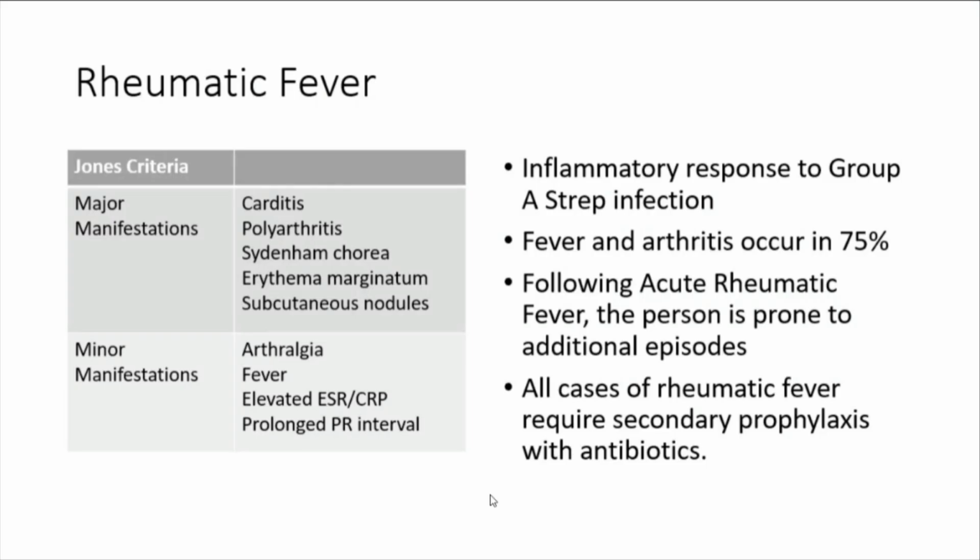I think a key question that comes up, I mean, sometimes you have to look up the criteria if it becomes a question for someone with this polyarthritis, this migratory arthritis, and maybe something else that makes you think of it. But a big thing is if someone has acute rheumatic fever, they're prone to additional episodes. And so they require secondary prophylaxis with antibiotics. And so sometimes that comes up.